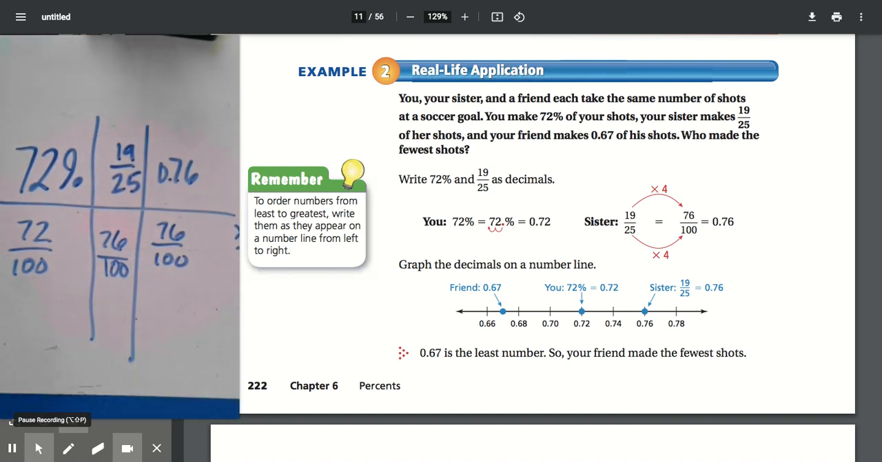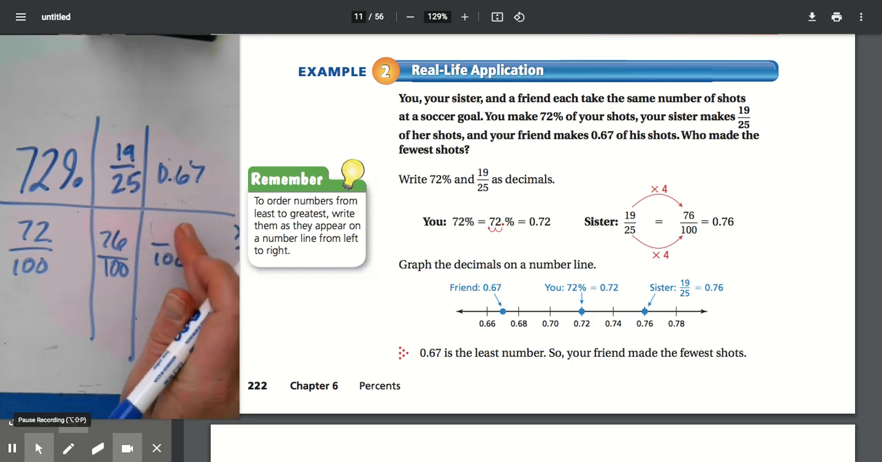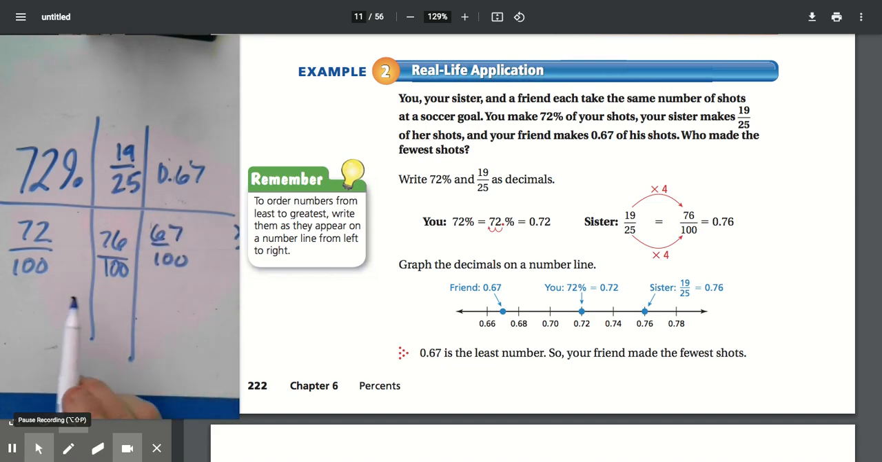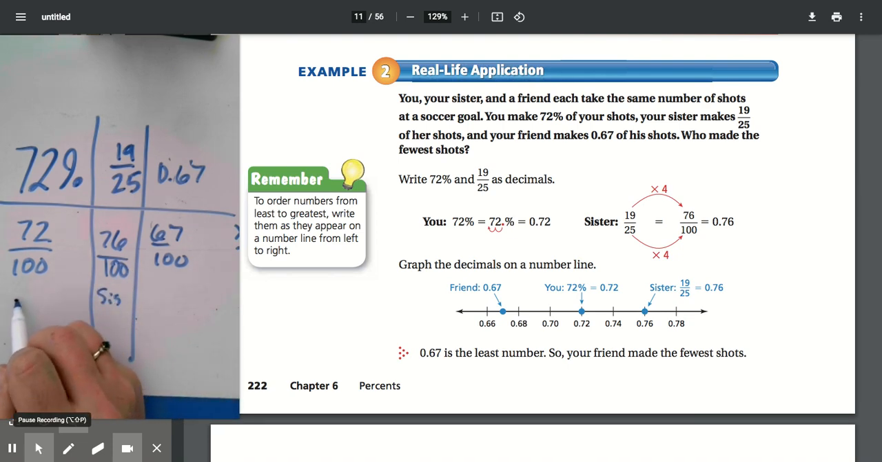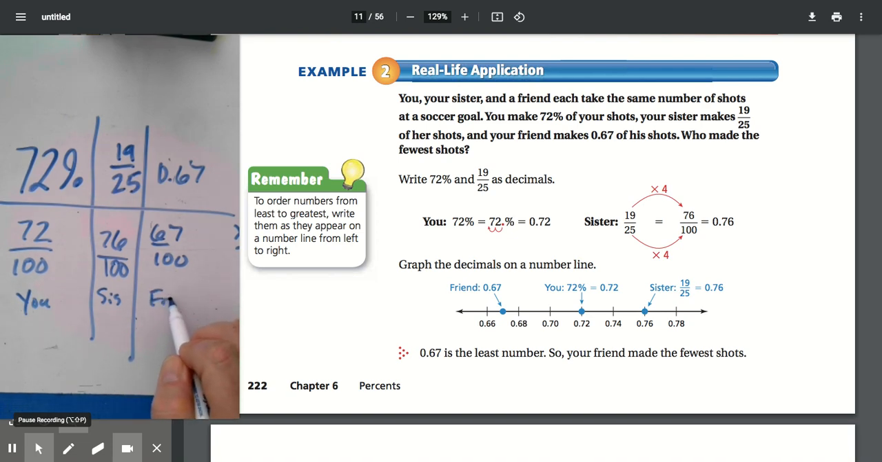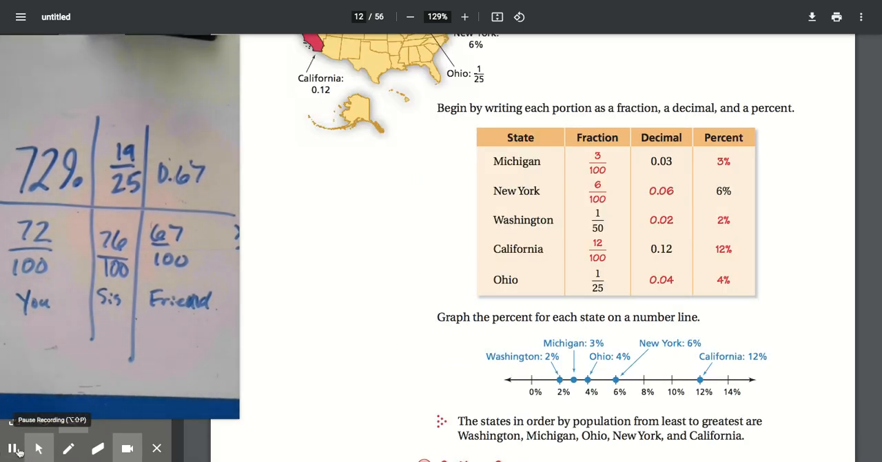So if we were to compare them, I'm noticing I wrote the friend's thing down wrong. So this was 67. So your friend made 67%. So if we compare them, then we can easily put them on a number line and see that your sister made the most shots. Then you made the next highest percentage of shots, and then your friend made the next highest.